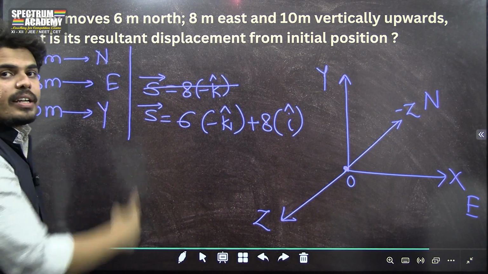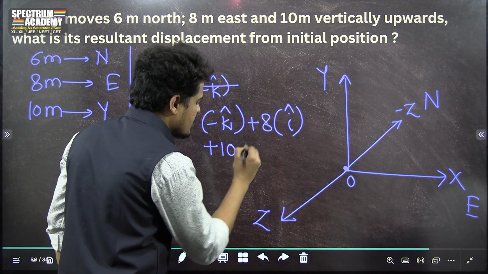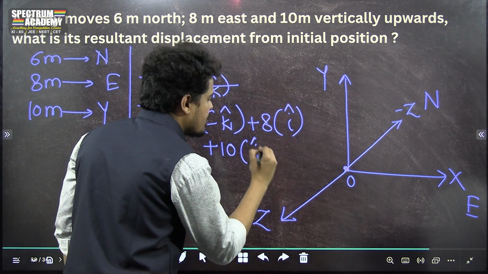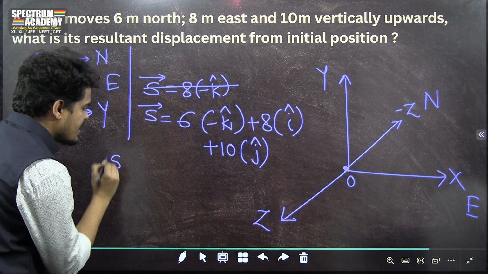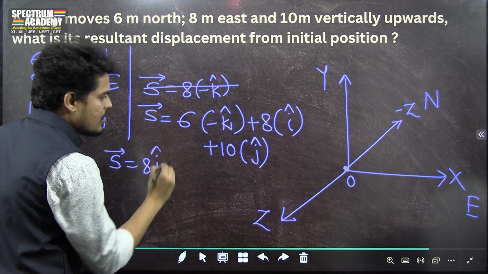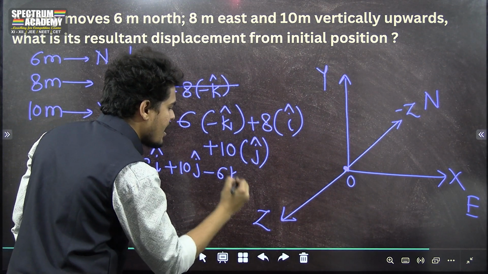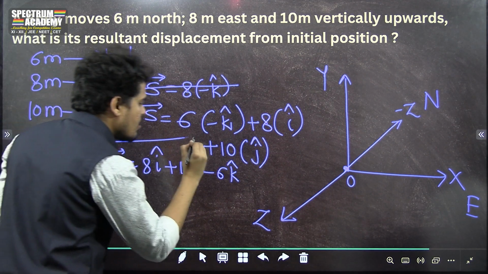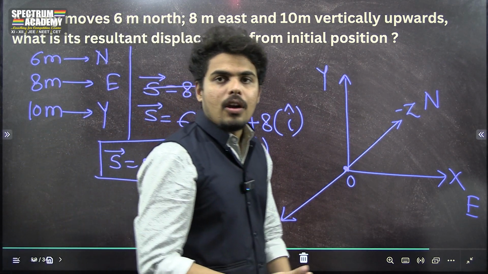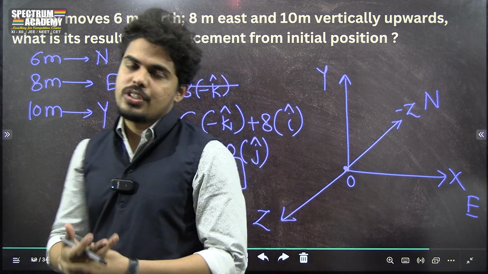10 meter in y direction means vertical upward, so plus 10. What is the unit vector of y direction? That is nothing but j cap. So the displacement is given by s bar equals to 8i plus 10j minus 6k. It is nothing but the displacement of the body or particle from its initial position, that's nothing but the origin.